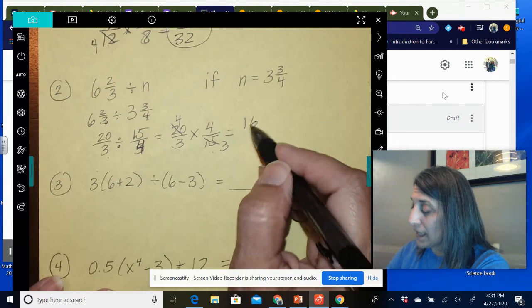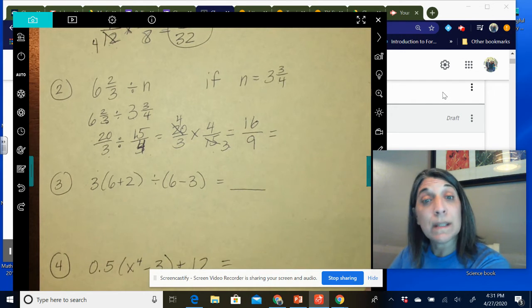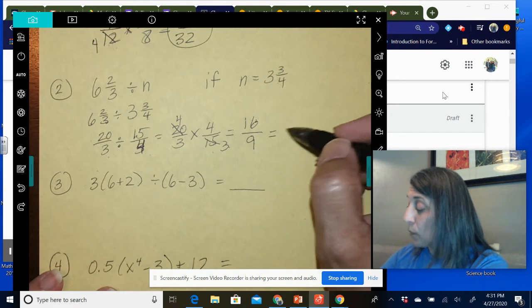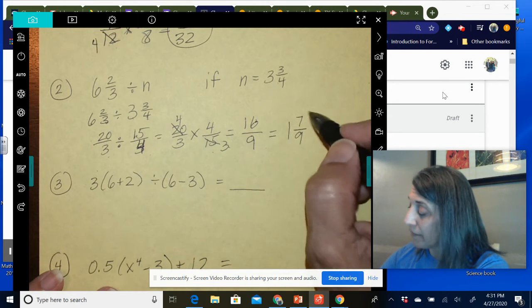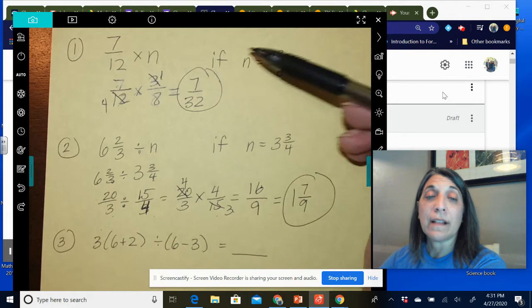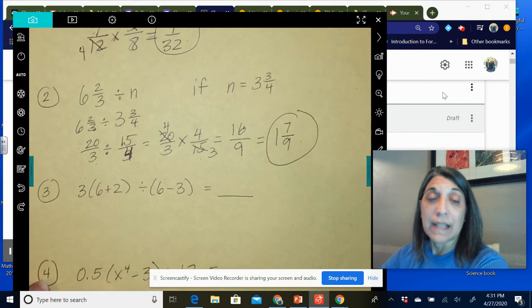4 times 4 is 16. 3 times 3 is 9. Okay, it's improper. Let's simplify it. 9 goes into 16 one time. That leaves me 7 as my remainder. So I have 7/9 left. So the first one, you should have gotten 7 over 32. And number 2, you should have gotten 1 and 7/9.